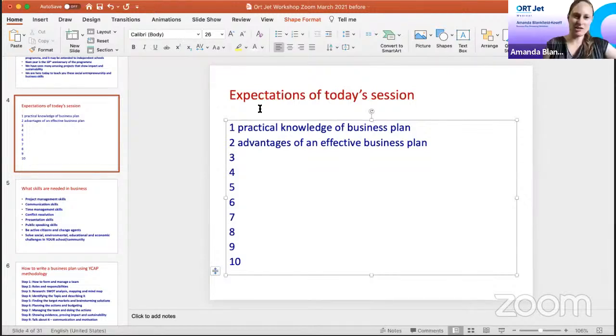So someone asked, is it necessary to have graphs on a business plan? So we will talk about graphs. Okay. Anyone else?